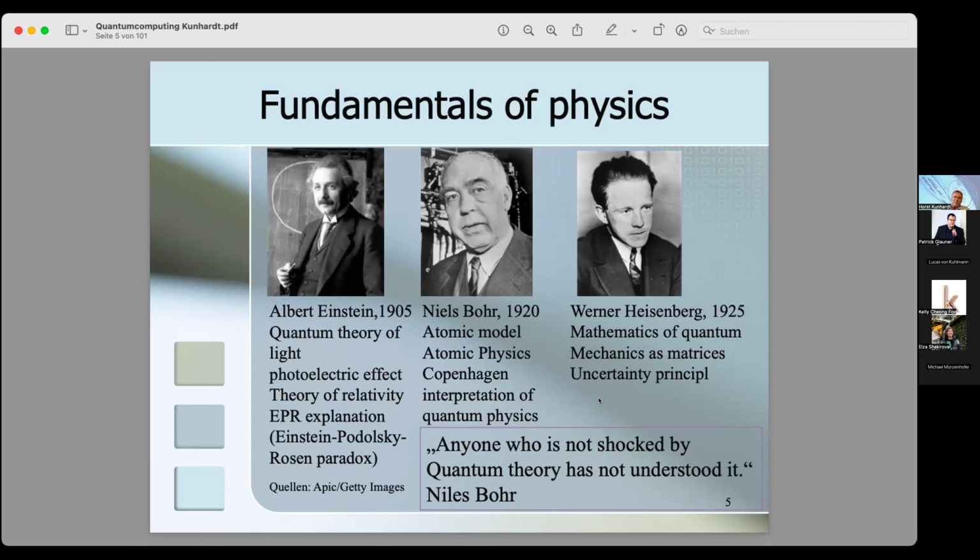A famous saying of Niels Bohr was: anyone who is not shocked by quantum theory has not understood it. I hope that after this lecture with Patrick and me, you will have more insight into quantum theory and quantum physics, and you will understand how quantum computers are built. Another famous German scientist, Werner Heisenberg, did a lot for the mathematics of quantum mechanics. He used matrices, and he is also the creator of the uncertainty principle, which we will learn about later on.